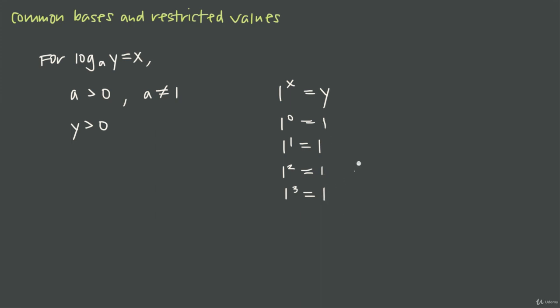So we're changing the value of x, but the value of y is staying the same, which means that if we go ahead and write these back in logarithmic form, if we say log base 1 of 1 is equal to 0, log base 1 of 1 is equal to 1, log base 1 of 1 is equal to 2, log base 1 of 1 is equal to 3. Well, this is impossible. We have the same expression over here on the left, log base 1 of 1, and we're saying that can be equal to 0, it can be equal to 1, it can be equal to 2, it can be equal to 3.